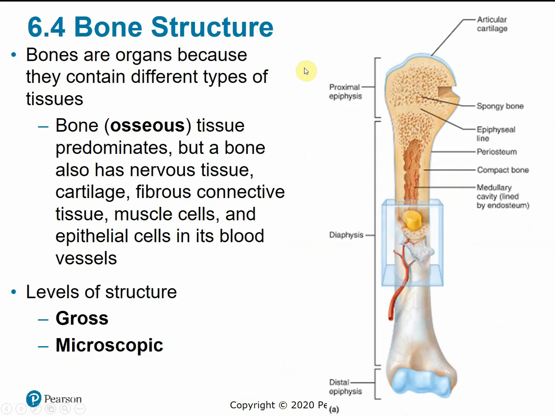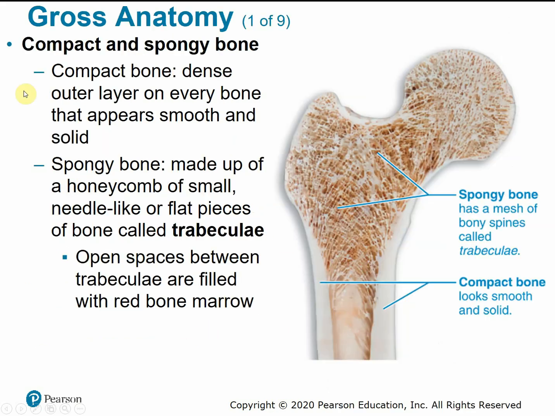Looking at bone structure, we said that organs are made up of different types of tissues working together. Bones are considered organs because they contain different types of tissue. Obviously bone, or osseous tissue, is the primary one, but it also contains nervous tissue, cartilage on the ends of the bones, connective tissue on the outside of the bone, as well as muscle cells and epithelial cells within the blood vessels in the bone. We'll look at gross anatomy and then move on to microscopic. There are two main textures of bone, spongy and compact.